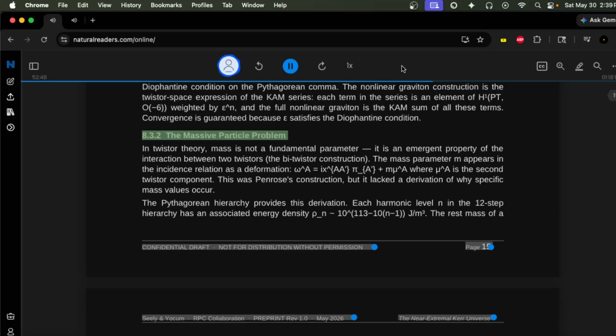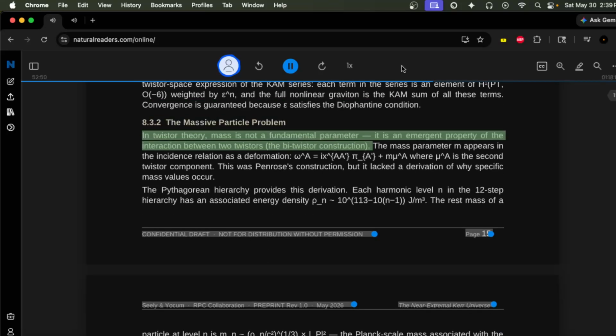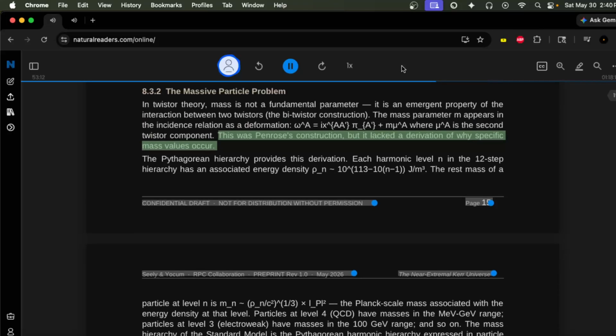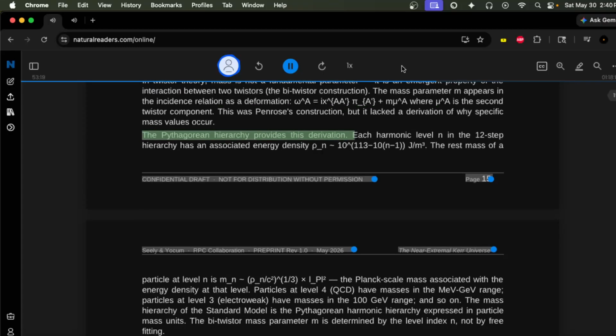8.3.2 The massive particle problem. In twistor theory, mass is not a fundamental parameter, it is an emergent property of the interaction between two twistors. The mass parameter m appears in the incidence relation as a deformation, ω^a = x^(ab) π_b + m μ^a, where μ^a is the second twistor component. This was Penrose's construction, but it lacked a derivation of why specific mass values occur. The Pythagorean hierarchy provides this derivation.